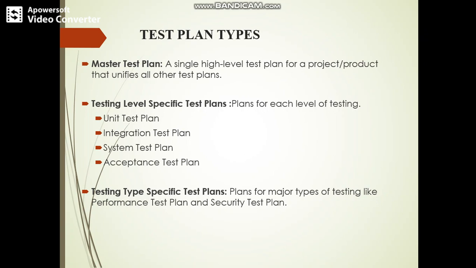After that, when the complete system is created, you also have a master test plan. It is a single high level test plan for a product that unifies all other test plans. So you must have the level specific test plans and the master test plan. Again, as we learned, there are a number of types of testing. Some testing is completed in-house in the organization, and some is performed by outsourcing. So you must have a specific testing type plan also.